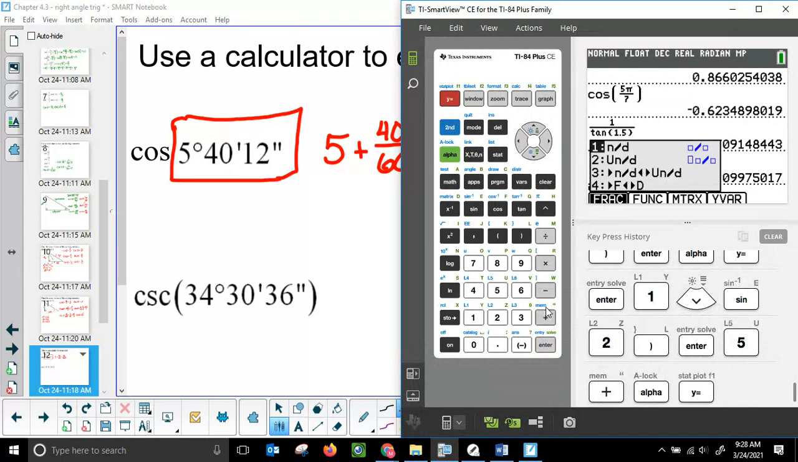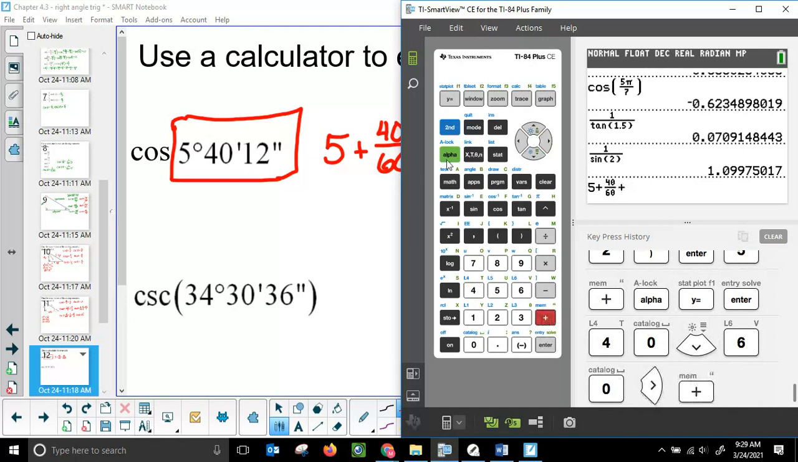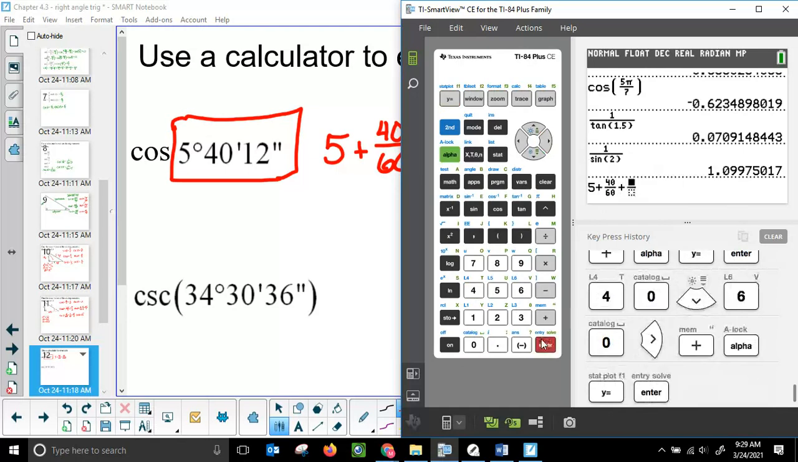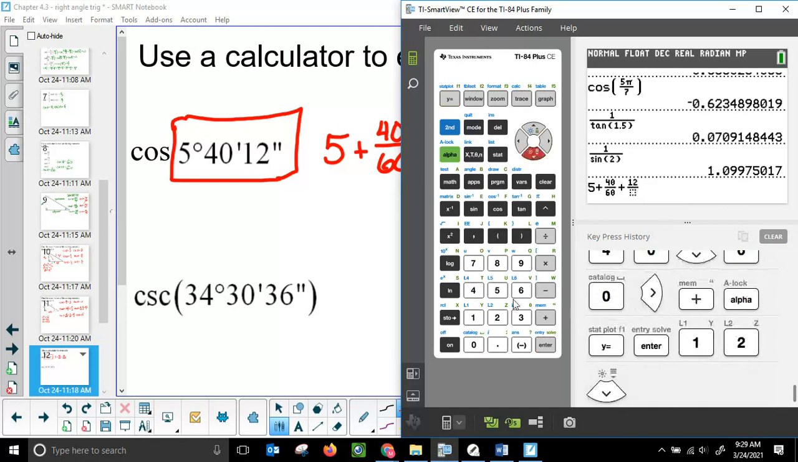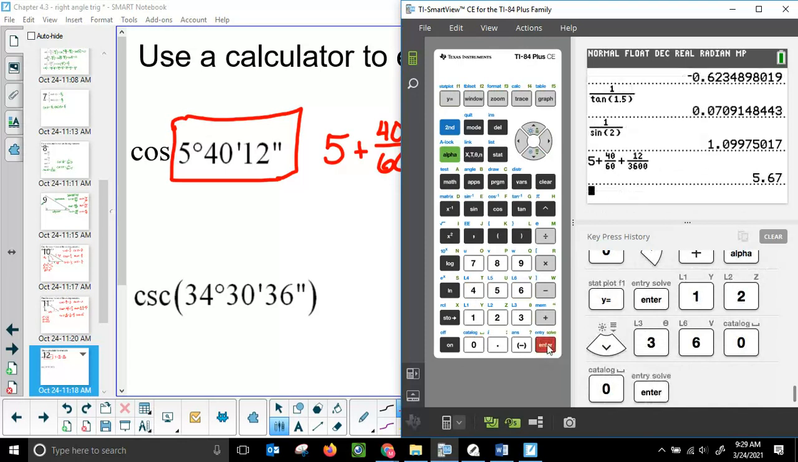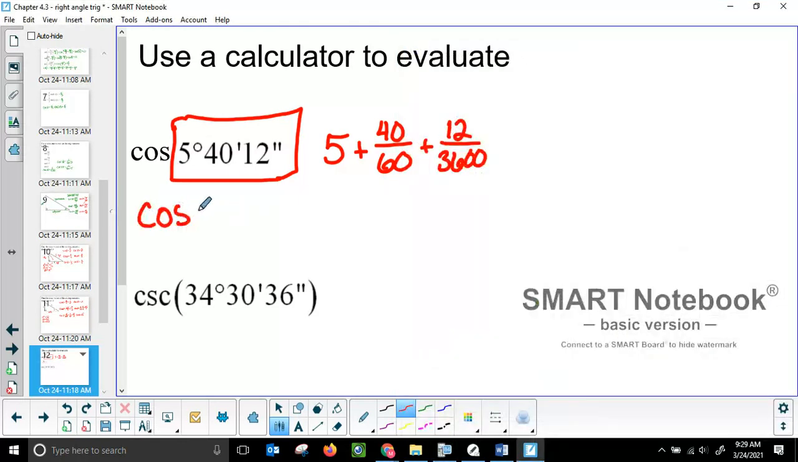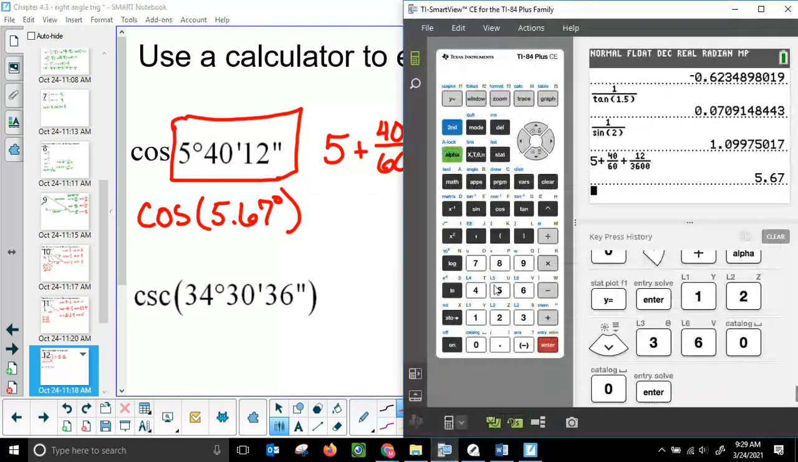So we get 5 plus 40 over 60 plus 12 over 3600, which is 5.67. So what we're really looking for here is cosine of 5.67 degrees. So we go to our calculator.